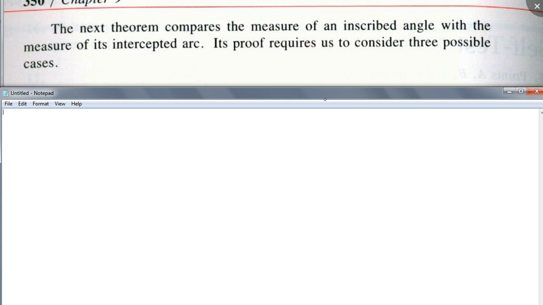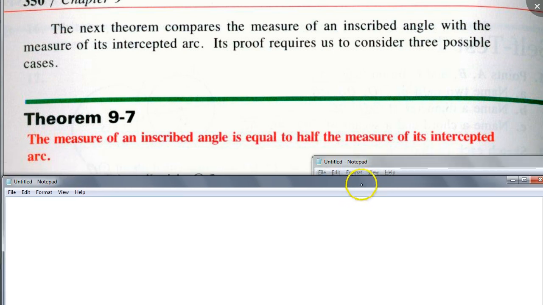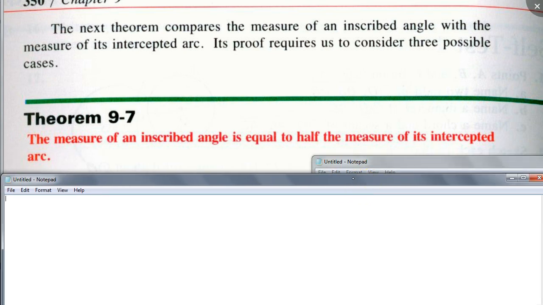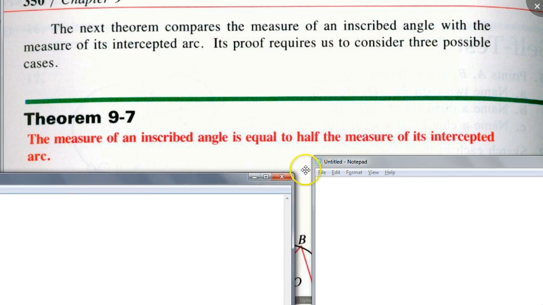So we're going to talk about the relationship between the measure of the inscribed angle and the intercepted arc. It turns out, you learned this in the intro. Let me see if you recognize this theorem. It says the measure of an inscribed angle is half of the measure of its intercepted arc. Very good. So then you should recognize it. Here's a picture.